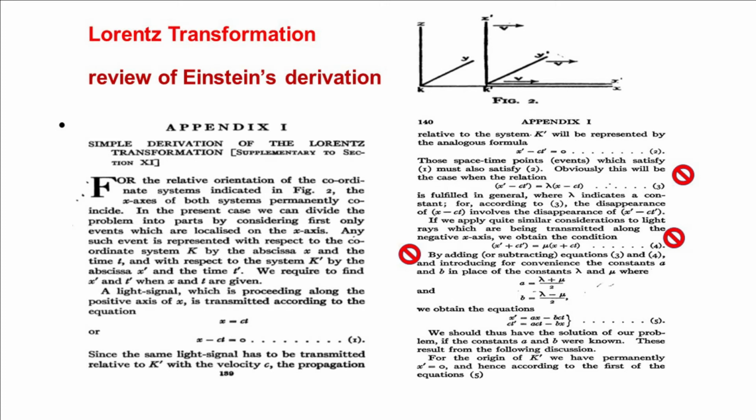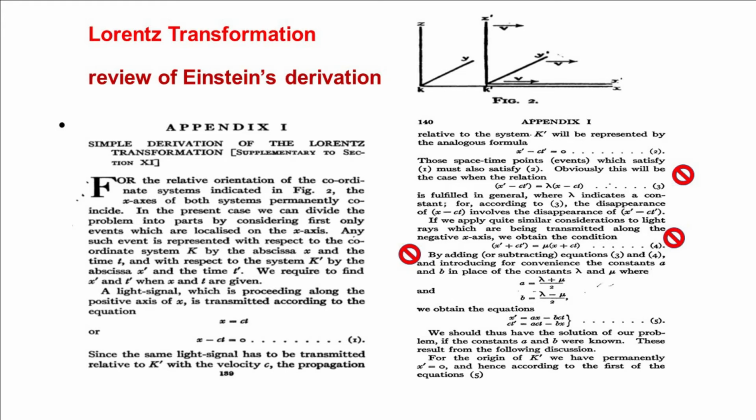By adding or subtracting equations 3 and 4 and introducing for convenience the constants a and b in place of the constants lambda and mu, where a equals (lambda plus mu) over 2 and b equals (lambda minus mu) over 2, we obtain the equations x prime equals a times x minus b times c times t, t prime equals a times c times t minus b times x. We should thus have the solution of our problem if the constants a and b were known. These result from the following discussion.